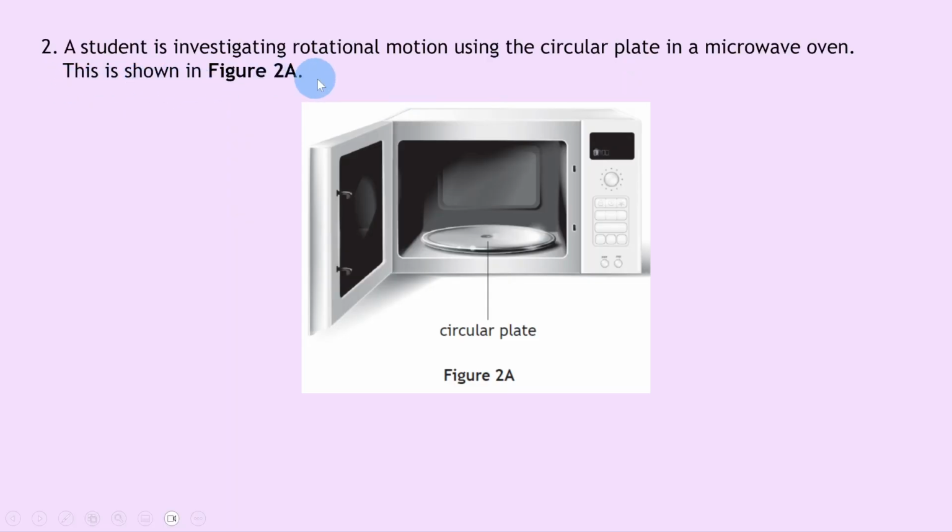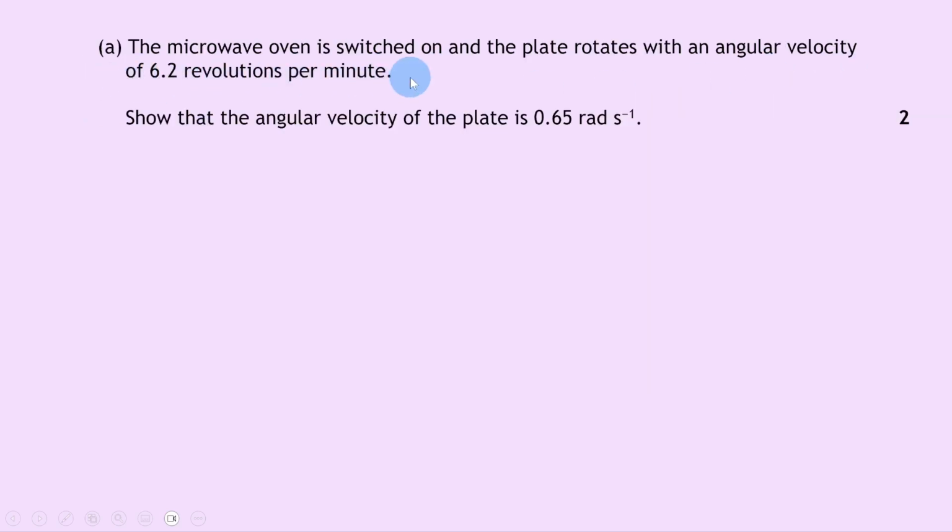Question 2 says a student is investigating rotational motion using the circular plate in a microwave oven. This is shown in figure 2a, so there's the circular plate there. Part A says the microwave oven is switched on and the plate rotates with an angular velocity of 6.2 revolutions per minute. Show that the angular velocity of the plate is 0.65 radians per second, and there's 2 marks available for this.